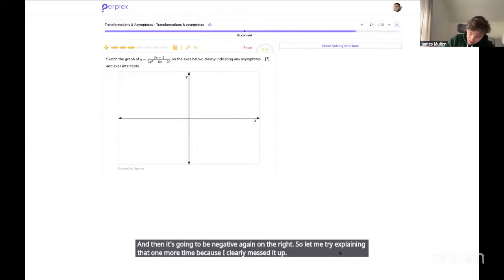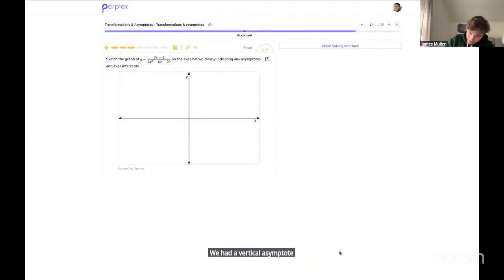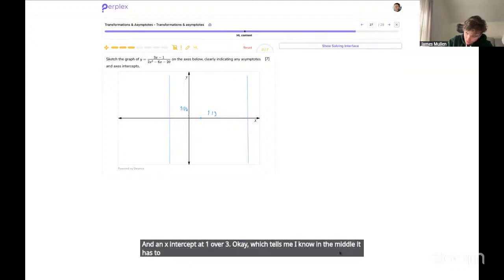We had a vertical asymptote at x is equal to -2. We had a vertical asymptote at x is equal to 5. And then we found that we are going to have a y-intercept at 1 over 20 and an x-intercept at 1 over 3. Okay? Which tells me in the middle it has to do this, basically. It has to do that.